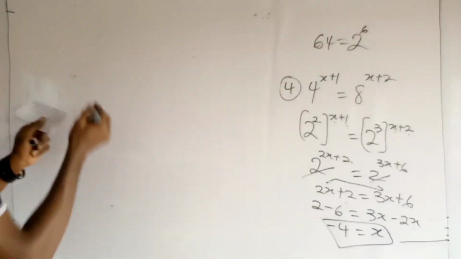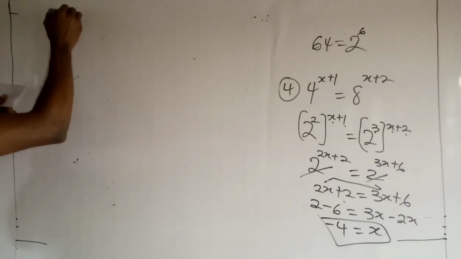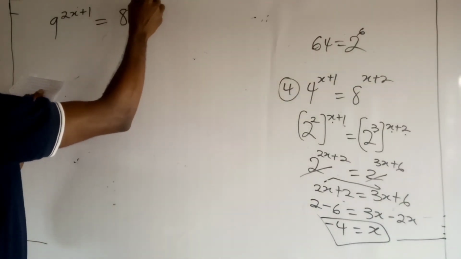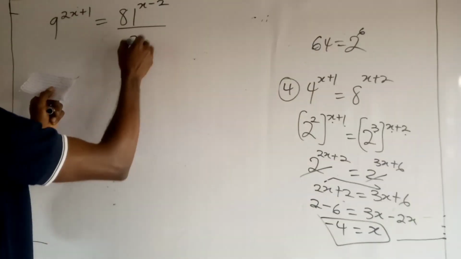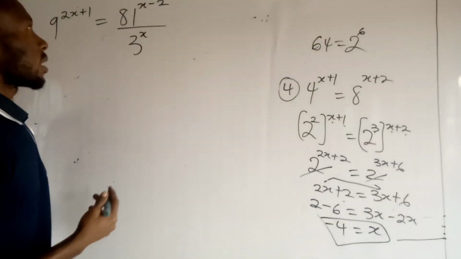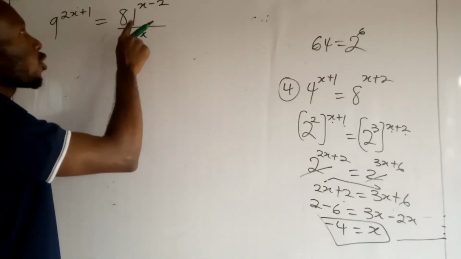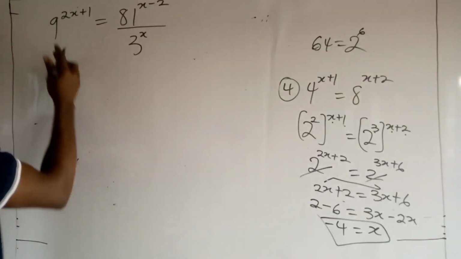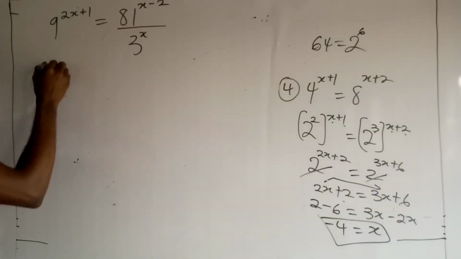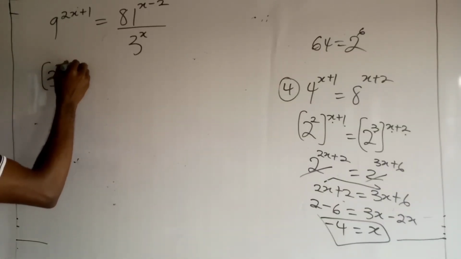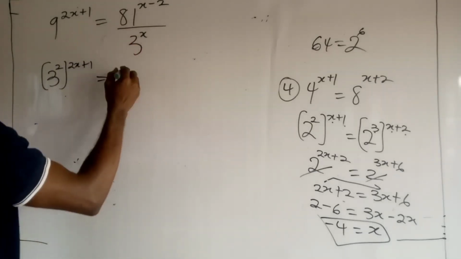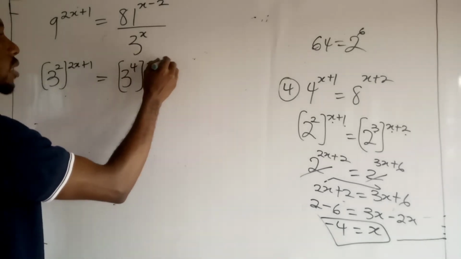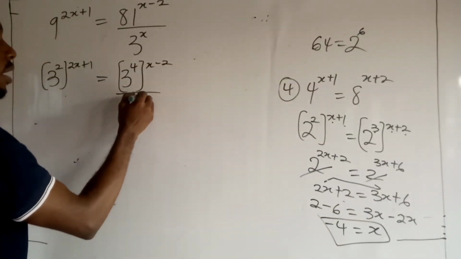Now, question number 5 is 9 to the power 2x plus 1 is equal to 81 to the power x minus 2 all upon 3 to the power x. Wow. The next thing you want to do very quickly, you know these can be written in their lowest common base. So 9 is the same as 3 to the power 2, all to the power 2x plus 1. 81 is the same as 3 to the power 4, then all to the power x minus 2, upon 3 to the power x.